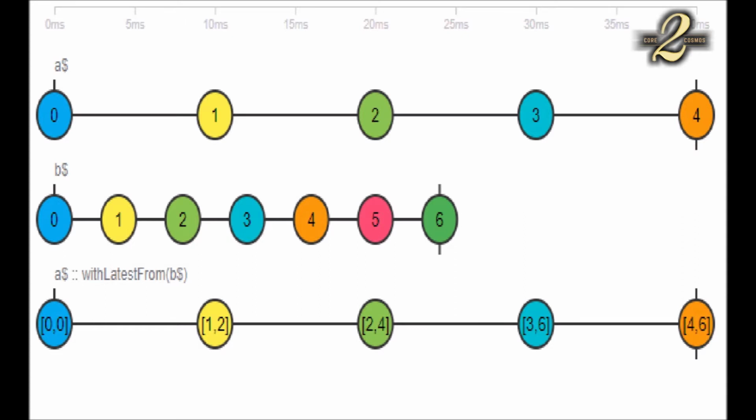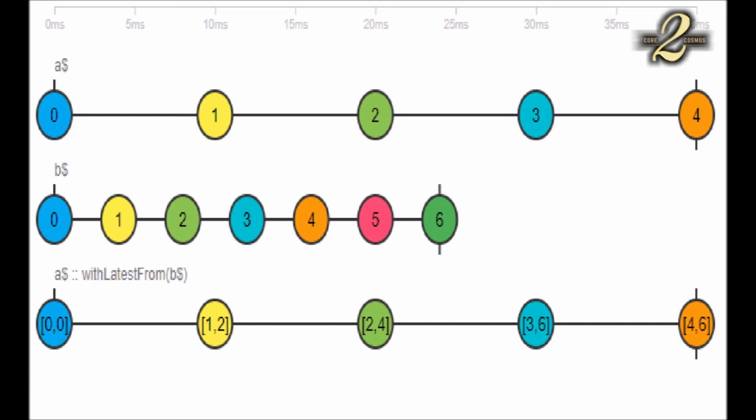Okay, now let us look at an example for the withLatestFrom operator. We have a couple of observables, A and B. Observable A emits values every 10 milliseconds. At the 0th millisecond it emits 0, at 10 it emits 1, at 20 it emits 2, at 30 it emits 3, and at 40 it emits 4.